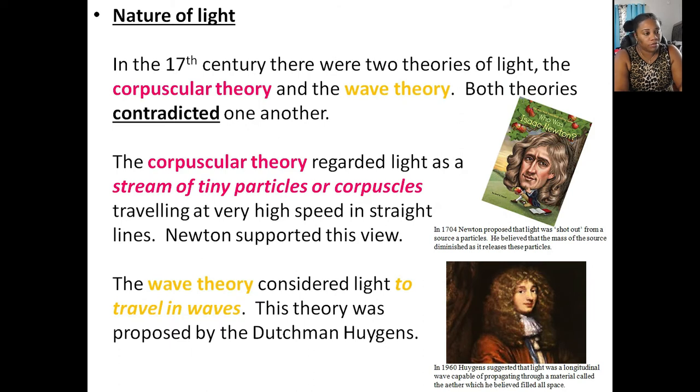Nature of light. In the 17th century, there were two theories of light, the corpuscular theory and the wave theory. Both theories contradicted one another. The corpuscular theory regarded light as a stream of tiny particles or corpuscles traveling at very high speeds in straight lines. Newton supported this view. The wave theory considered light to travel in waves. This theory was proposed by the Dutchman Huygens.